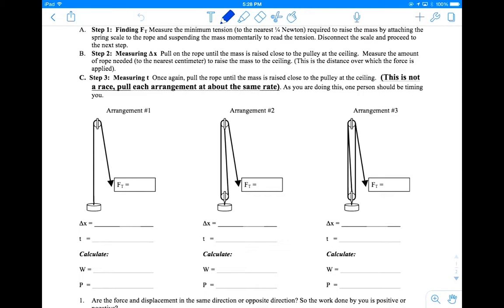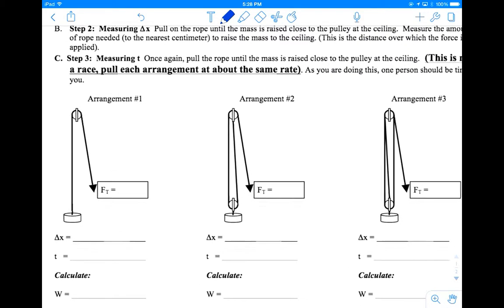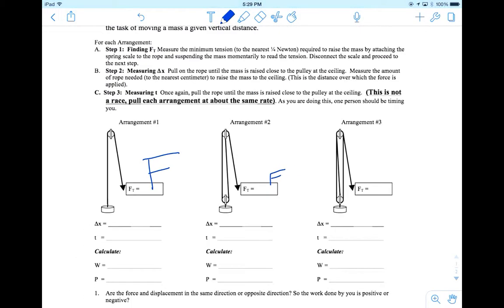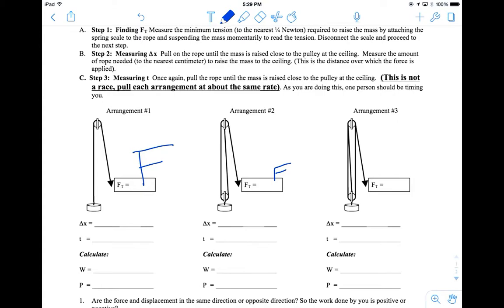First off, we have all three of these different arrangements, 1, 2, and 3. What you probably realized was that you would apply a much bigger force for arrangement 1 compared to being able to lift the book just off the chair for arrangement 2, and then a much smaller force for arrangement 3. And the other thing you probably realized really quickly is that as you applied that really big force and started pulling on it, you did not have to displace as much rope.